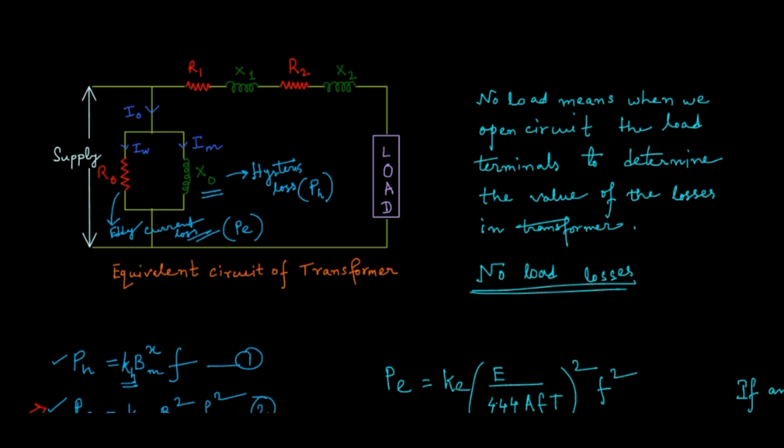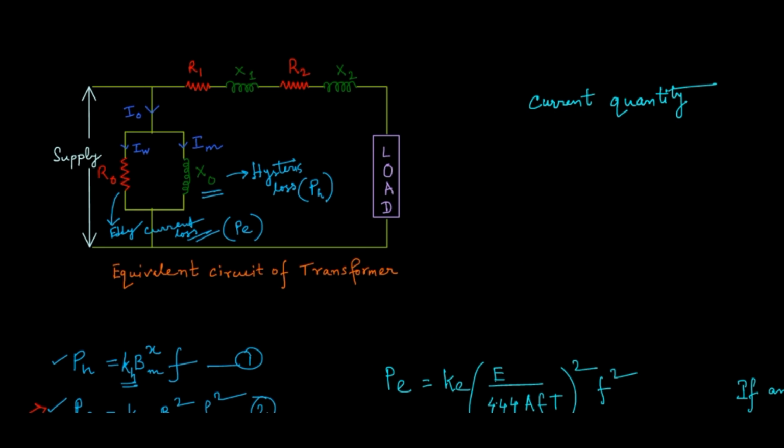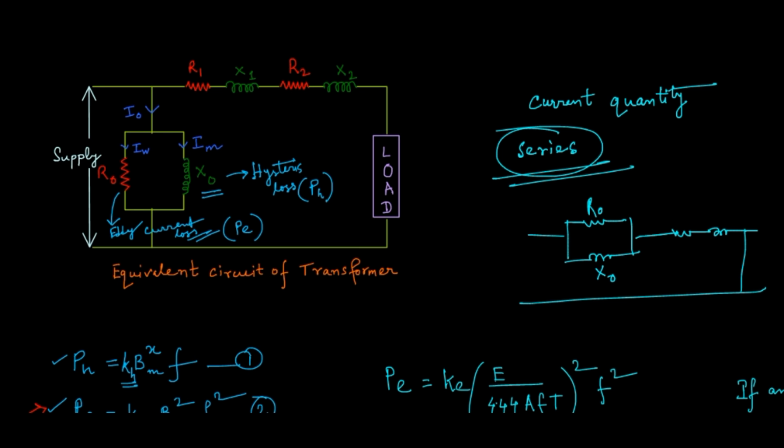If it had been dependent on the current quantity, then it would have been connected in series. Clear? The diagram I drew previously was like that, but since the loss depends on the voltage quantity, we have to connect it in parallel like this in the diagram, not in series. So I think the explanation is clear to you.